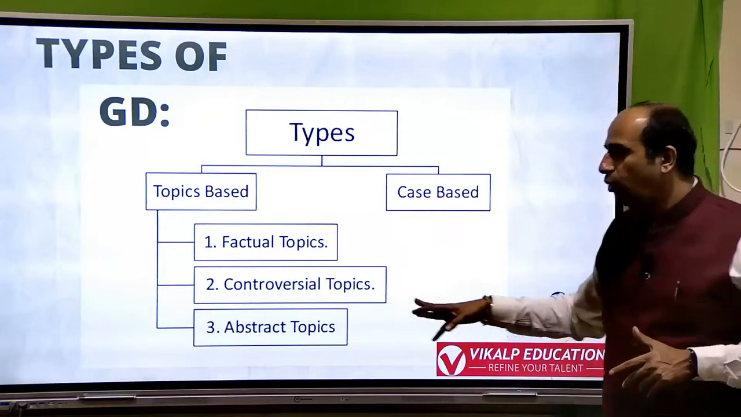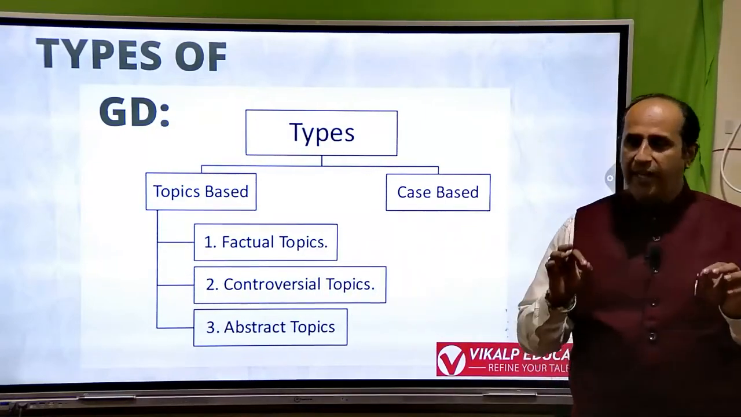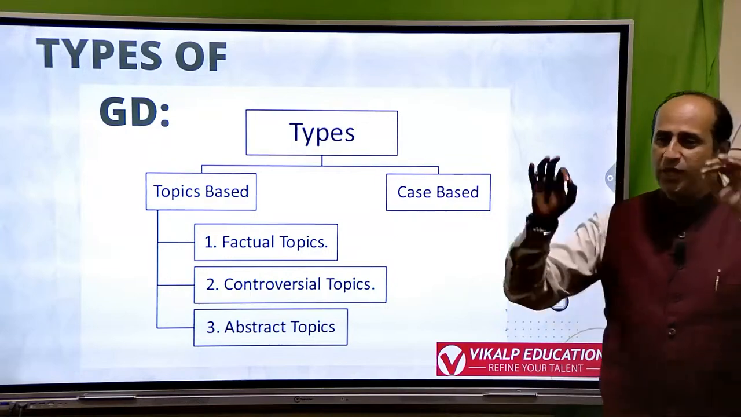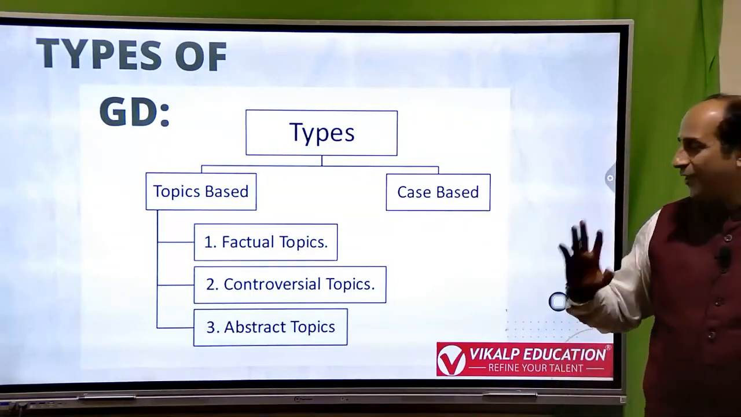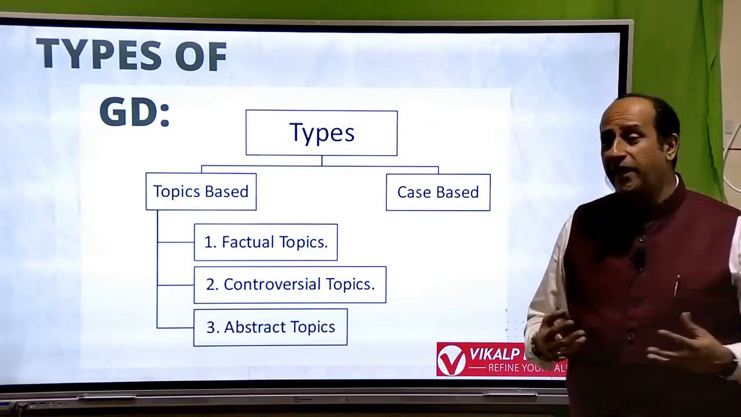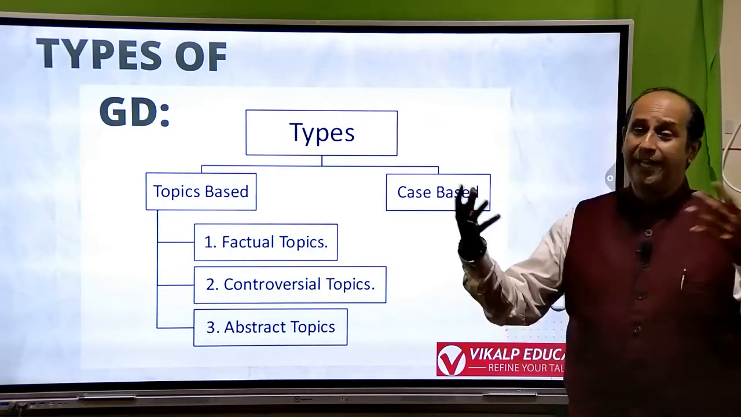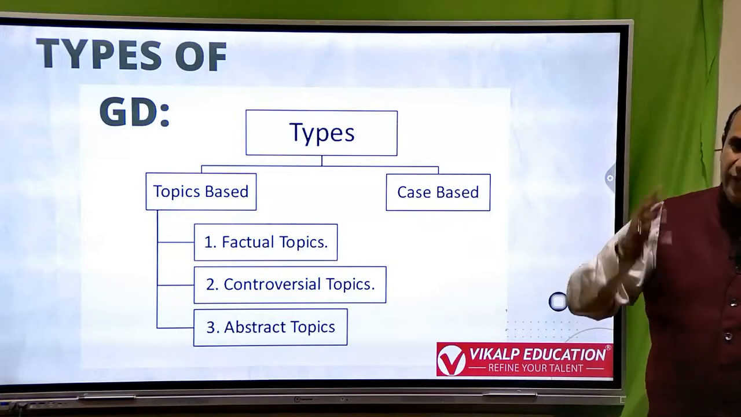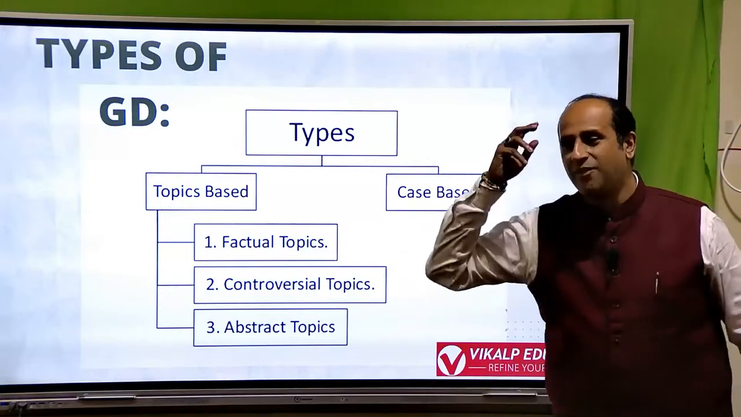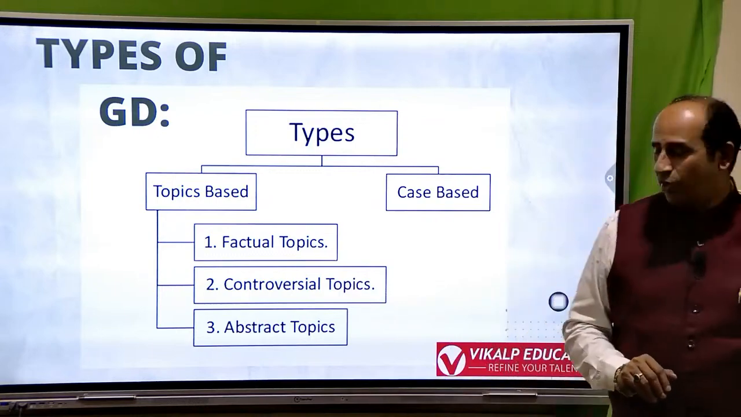Then there are controversial GDs, which are a subset of factual GDs only. ये केवल fish market situation create करने के लिए हैं. Yeah, those are called controversial GDs, which could be related to religion, which could be related to political parties, which is meant to create some fight, some conflict. That is a controversial topic.